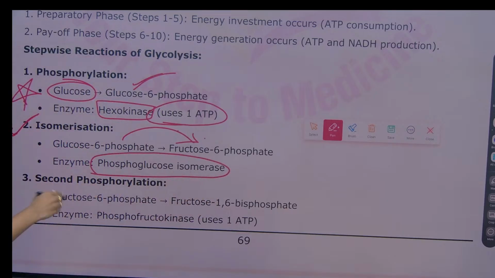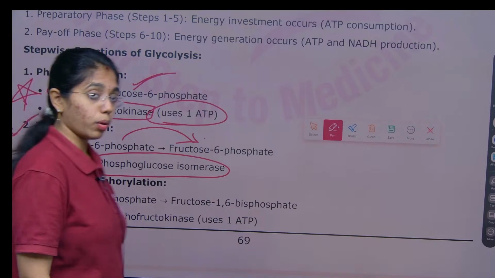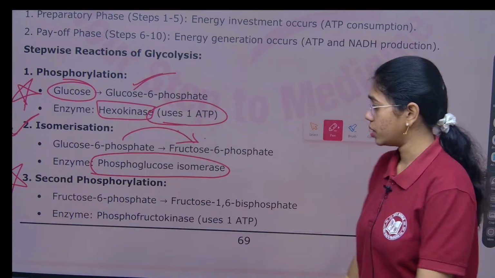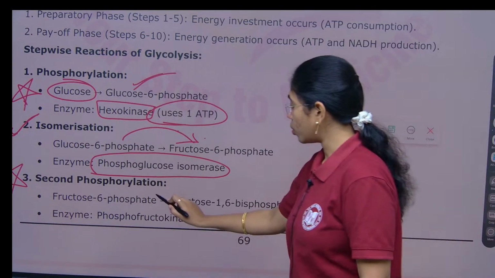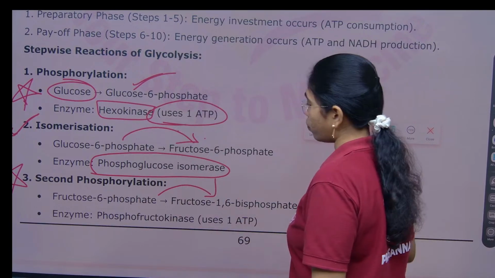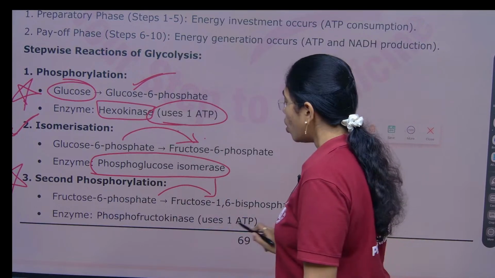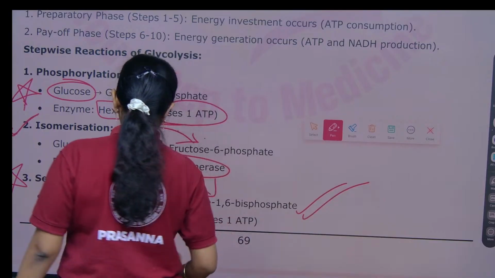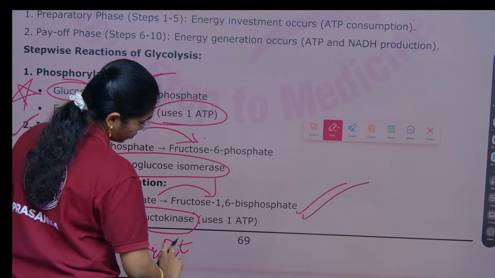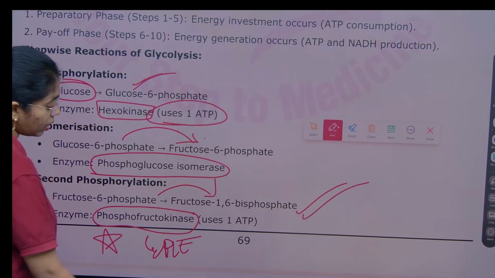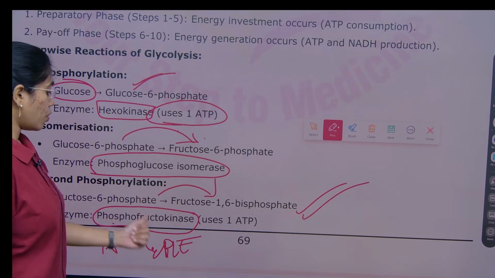phosphoglucoisomerase enzyme. Third step, which is the rate limiting step, the most important step of glycolysis, is that fructose 6-phosphate is converted to fructose 1,6-bisphosphate. This is by the enzyme phosphofructokinase, which is the rate limiting enzyme, the major enzyme in glycolysis, that is phosphofructokinase.